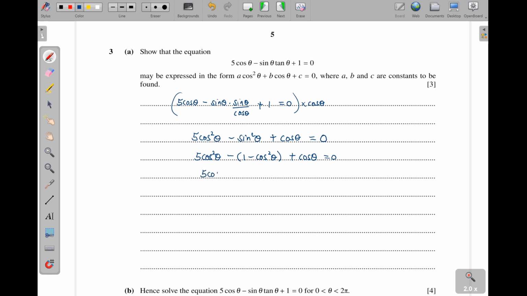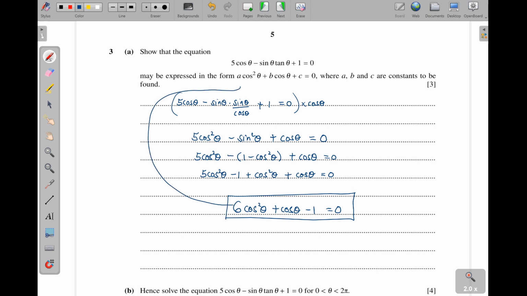Then that means we are going to get 5 cos squared of theta. We open the brackets here. What was the negative now becomes a positive, and what was positive becomes a negative. So altogether, this becomes 5 plus the 1 here, which will give us a 6. So we have 6 cos squared of theta, then plus the cosine of theta, then minus 1, which is equal to 0. So this is the quadratic equation in terms of cosine of theta. So meaning A is this 6 here, B is this positive 1 here, and then C is this negative 1 here. So that is that.